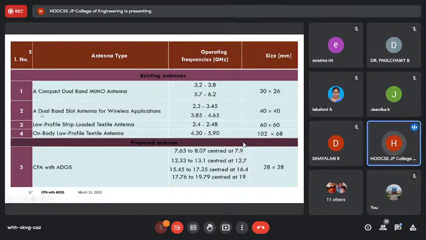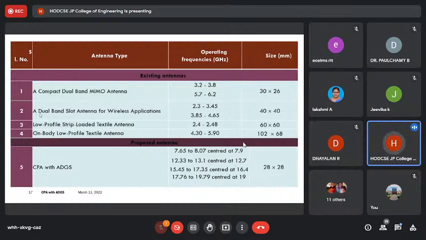Another recently reported antenna, a dual band slot antenna for wireless application, operates in the frequency ranges 2.3 to 3.45 and 3.85 to 4.65 with a size of 40 cross 40 millimeters square. Next one is a low profile strip loaded textile antenna. The operating frequency range is 2.4 to 2.48 with a size of 60 cross 60 millimeters square. Next one is an on body low profile textile antenna with a frequency range of 4.3 to 5.9 with a size of 102 cross 68 millimeters square.